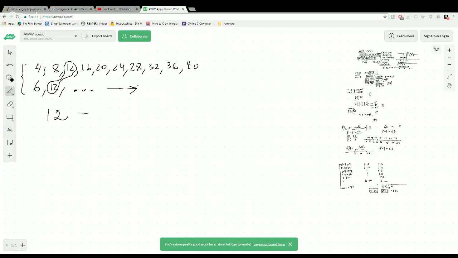So 12 is a multiple of 4. How many 4s? 1, 2, 3. And it is a multiple of 6s. How many 6s? 1, 2. And we see that some integers can be multiples of 2 different numbers. Different multiples of 2 different integers.